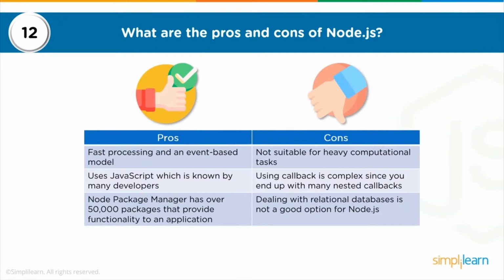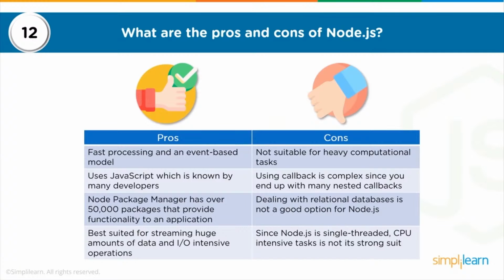Now, a con is working with relational databases with Node.js isn't as easy as a NoSQL database. Now, you can do it, and there are ways around that. And what I would do when this question comes up is always kind of pivot to say, hey, this is how you can actually then get around building out that application. Pro for Node.js, designed for streaming huge amounts of data in and out. A con is that Node.js is single-threaded, and so it can be CPU intensive.